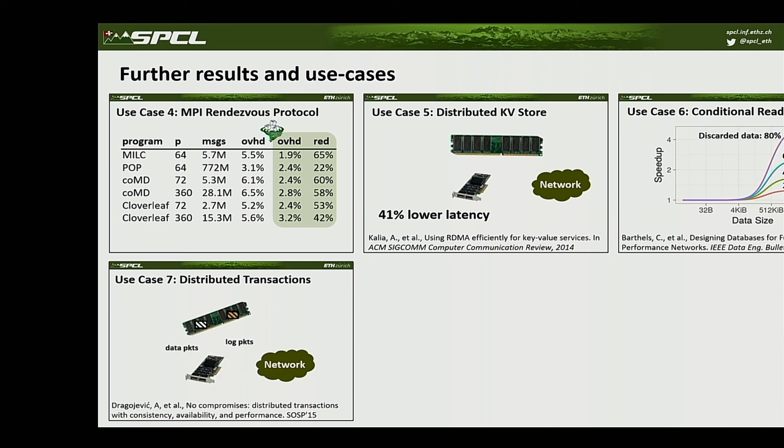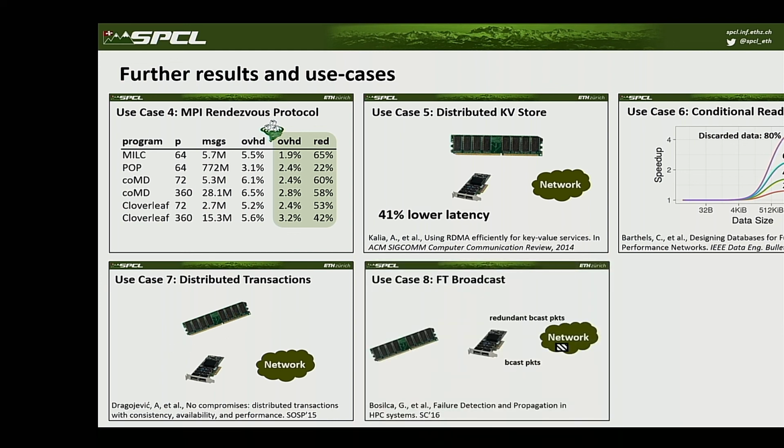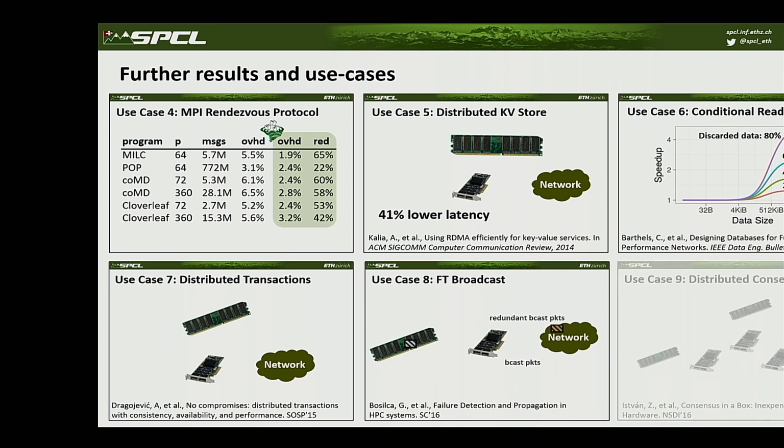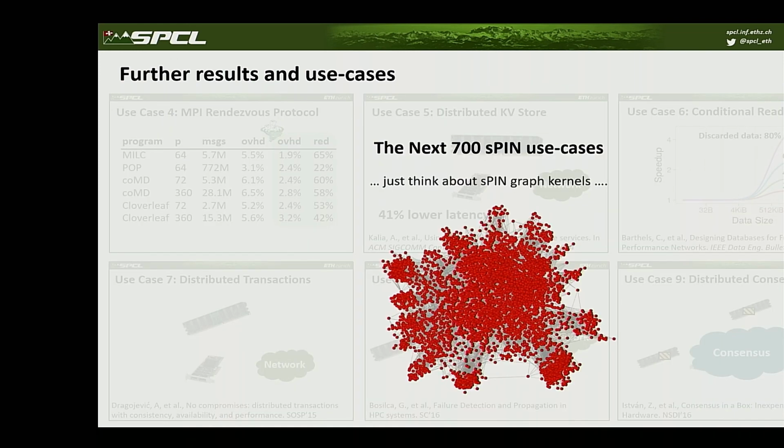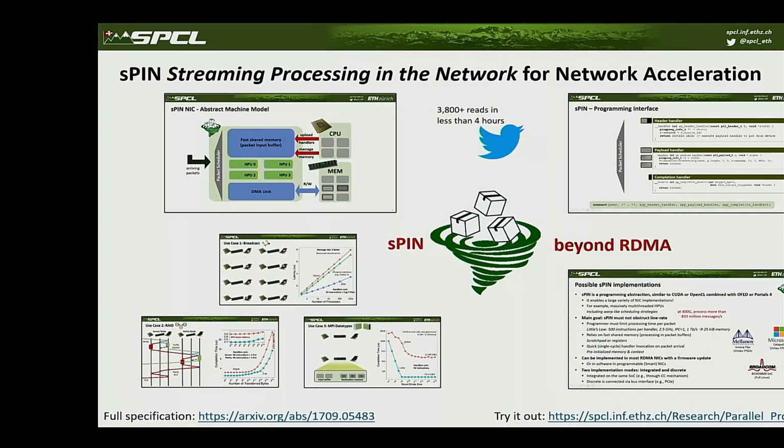If you now think about transactional memory, we can implement transactional networking, right, using SPIN. You can implement a fault-tolerant broadcast. At the end, fully process everything on the NIC. And you can have even a distributed consensus protocol, which is then the holy grail of data center networking, where the consensus fully runs on your distributed set of networks. The next 700 use cases are going to be graph algorithms. I'm sure there will be at least 700 papers on how to do graph algorithms in that model.